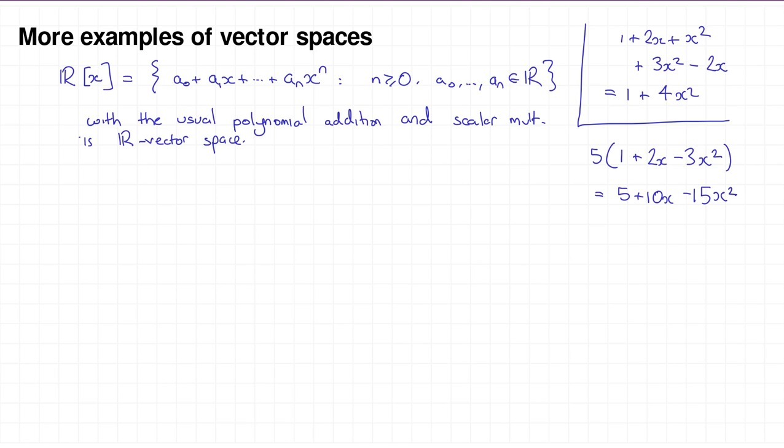Again, there's nothing special about the real numbers here. So similarly for any field F, the complex numbers, the finite field of order p, the rational numbers, whichever field you like, we can form a vector space F of x, which consists of polynomials of any degree you like in the variable x with coefficients from the field F.